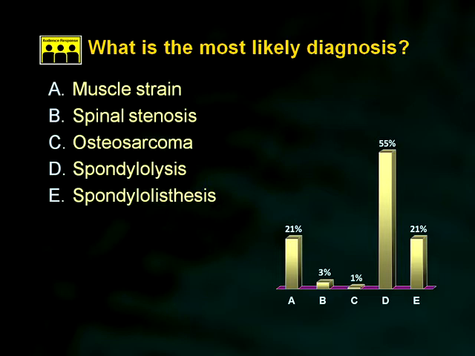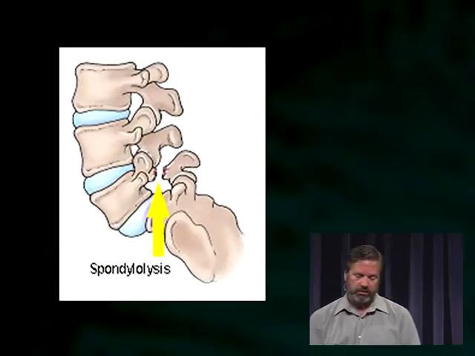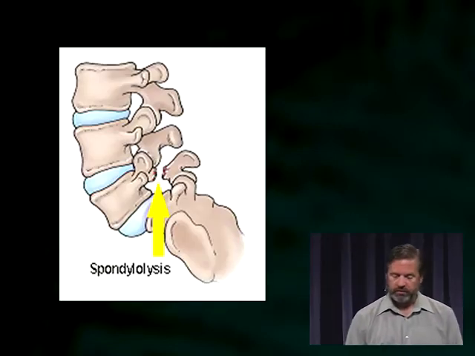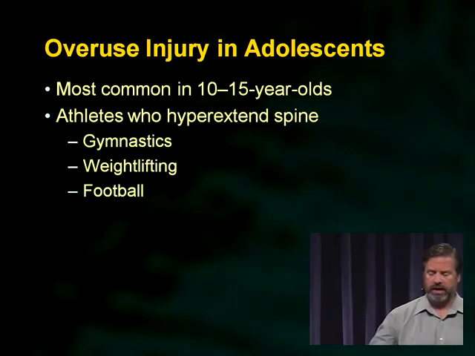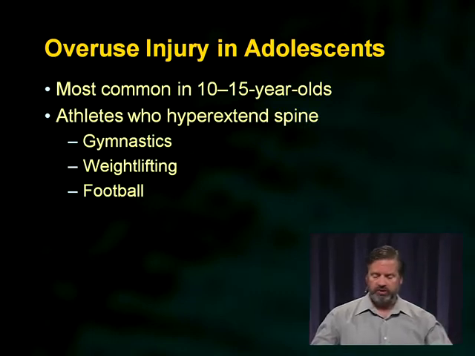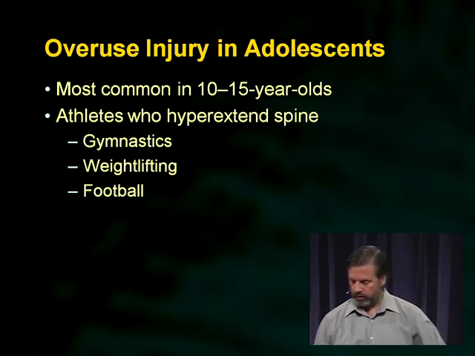So thankfully not too many people picked B and C. That's good. That would be an unusual presentation of osteosarcoma, and spinal stenosis tends to present more with lower extremity complaints. A patient like this is clearly at risk for a muscle strain, but you need to think about spondylolysis, which is a fracture. And this is due to hyperextension. It is an overuse injury in adolescent athletes, especially gymnasts, weightlifters, and football players. There are others as well, most common at 10 to 15 years old.